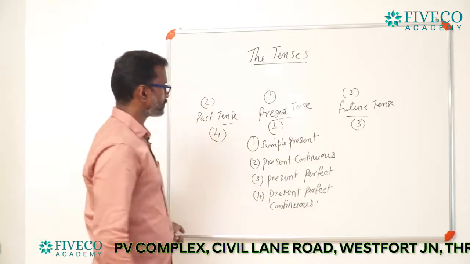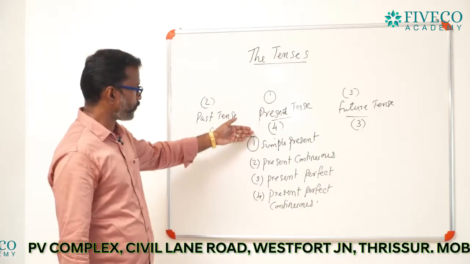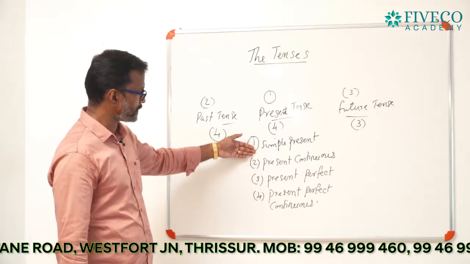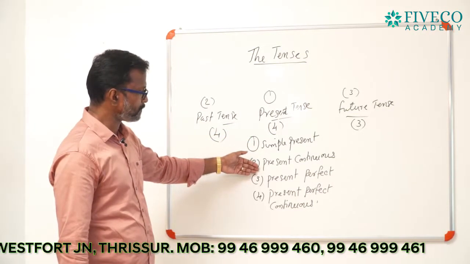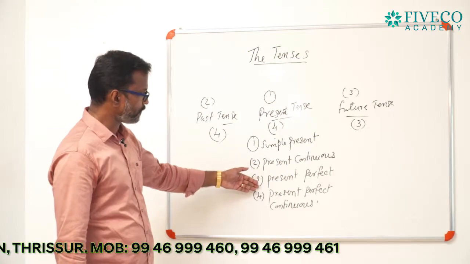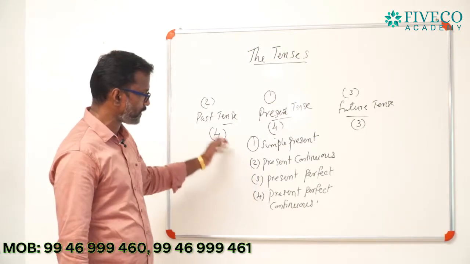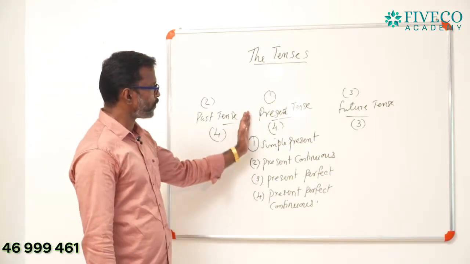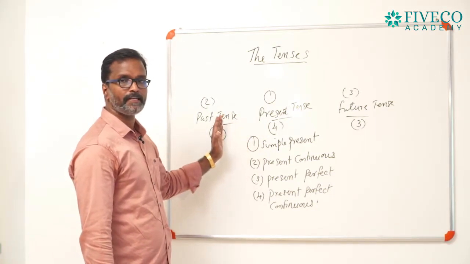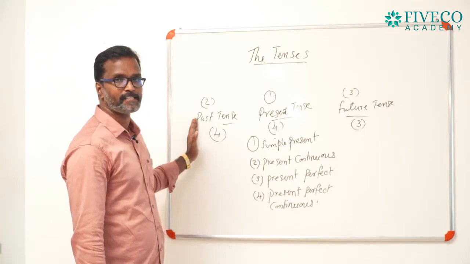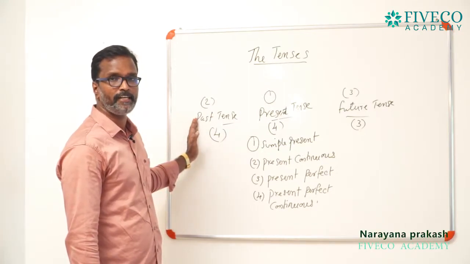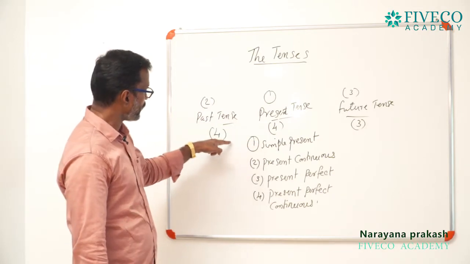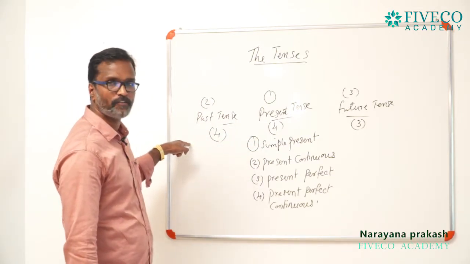Okay, listen. Present tense has 4 divisions. The first one is simple present tense. Second one is present continuous. Third one present perfect, and the last one is present perfect continuous. So, by looking at this column, you can make the 4 divisions of a past tense. You actually don't need my help, you just look at this column and you can make the 4 divisions of a past tense.